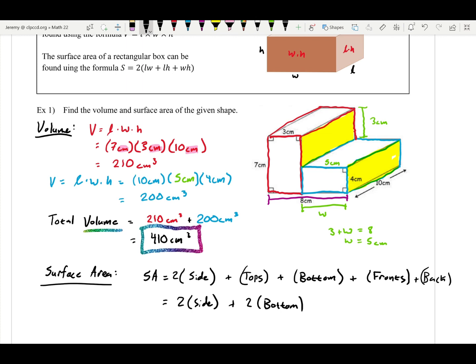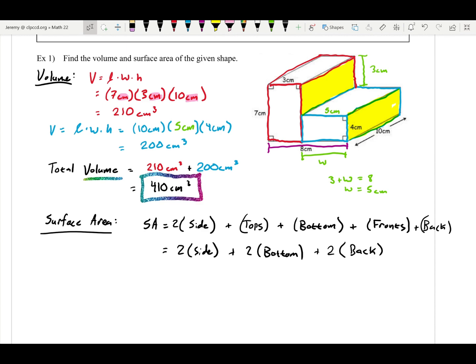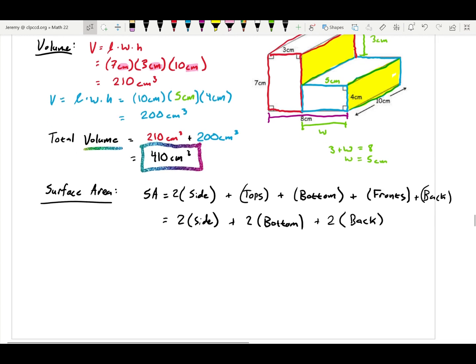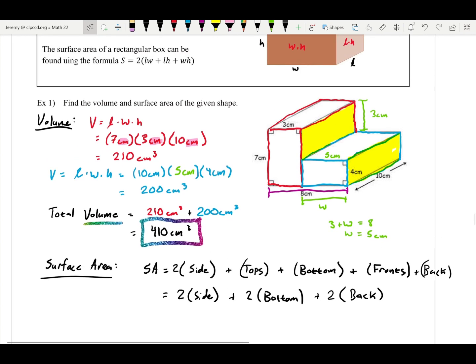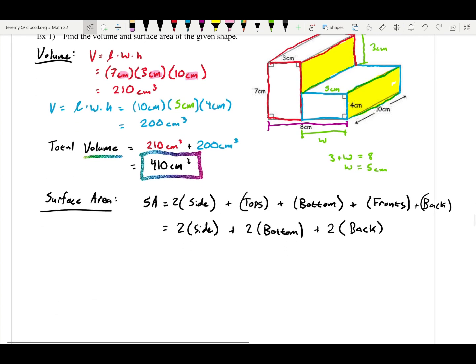And the same is true for the fronts and the back. If I add the fronts together, notice that the highlighted region there is going to be the same surface area as that on the back. So this is actually going to be the same as just 2 times the back. Again, I'm choosing the back because it's only 1 rectangle rather than 2 rectangles. There are many different ways that you could do this, but I'm just trying to reduce the amount of multiplication that I do in this problem.